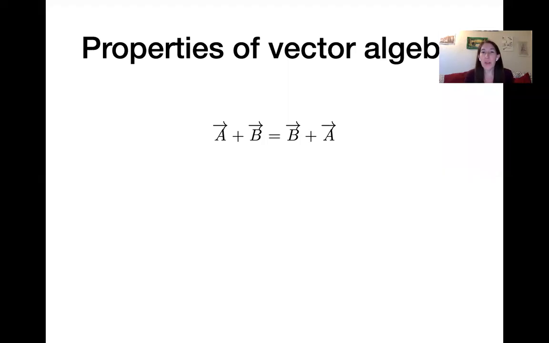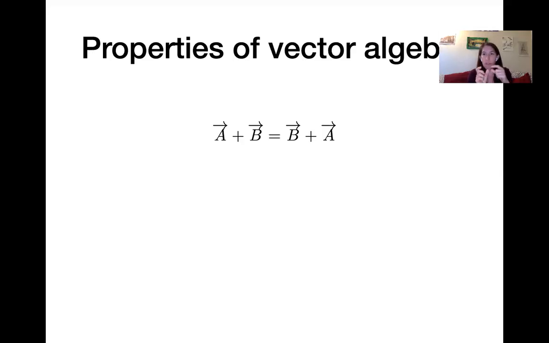In this video, we're going to learn some properties of vector algebra, which is to say when we're adding and subtracting and multiplying vectors by scalars, that's known as vector algebra, and there are properties of it. So the first is that the order in which you add vectors does not matter. So adding A plus B is exactly the same as adding B plus A.